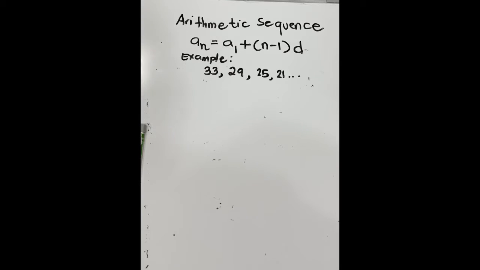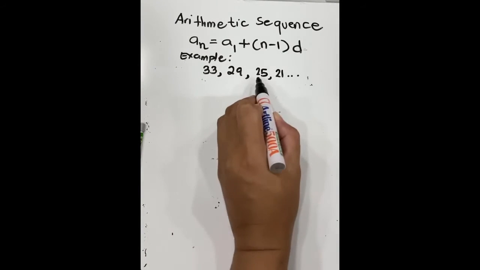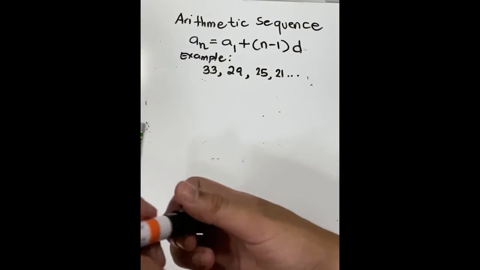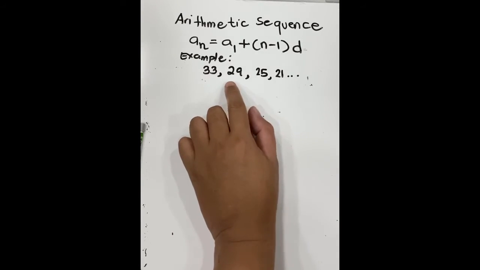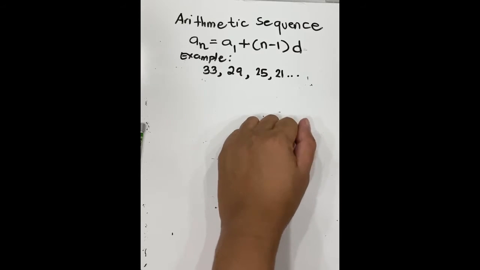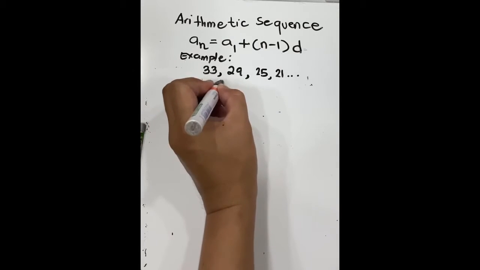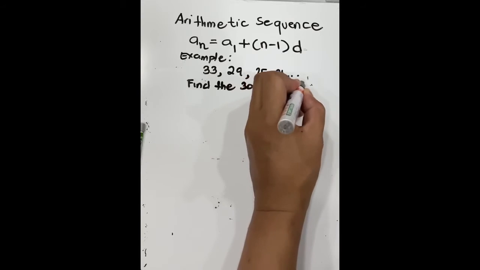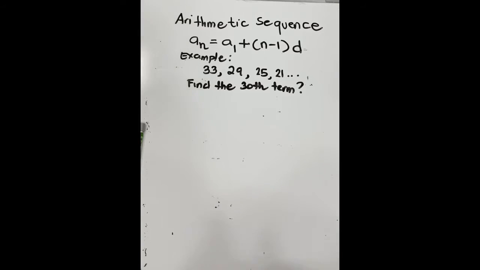So hello class, so let us have our second example. So for instance, we have this sequence 33, 29, 25, and 21. So ano ang napapansin nyo sa ating sequence? So napapansin nyo, pabawas ng pabawas or pa-decrease ng pa-decrease ang value ng ating mga terms. So what if I ask you to find the 30th term? So meaning to say, we will be finding yung pang 30 na term dun sa ating sequence.